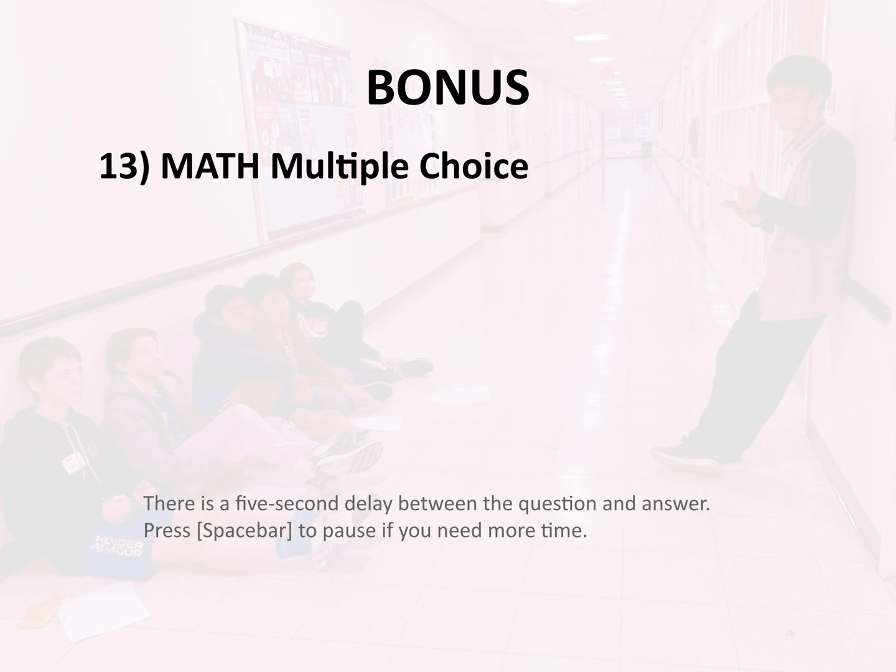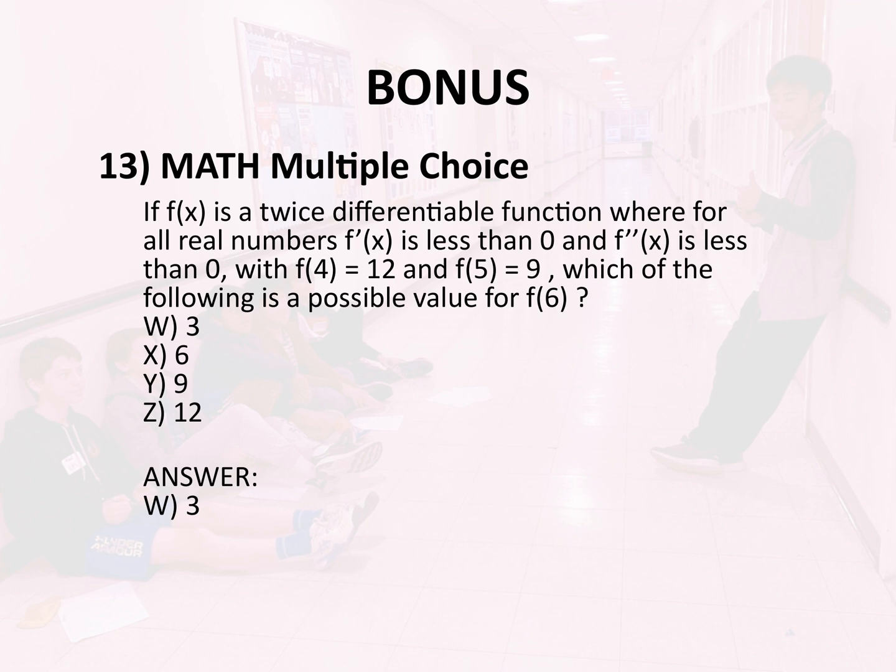Bonus 13. Math. Multiple choice. If f of x is a twice differentiable function where for all real numbers f prime of x is less than 0 and f double prime of x is less than 0, with f of 4 equals 12 and f of 5 equals 9, which of the following is a possible value for f of 6? W 3, X 6, Y 9, Z 12. Answer. W 3.